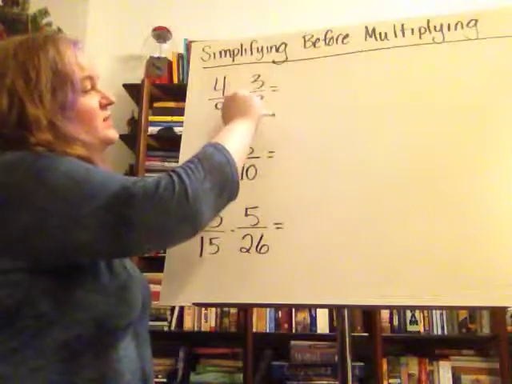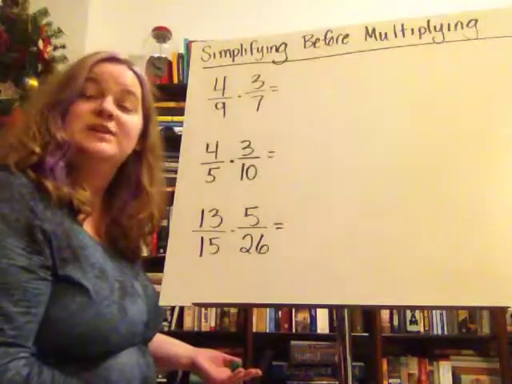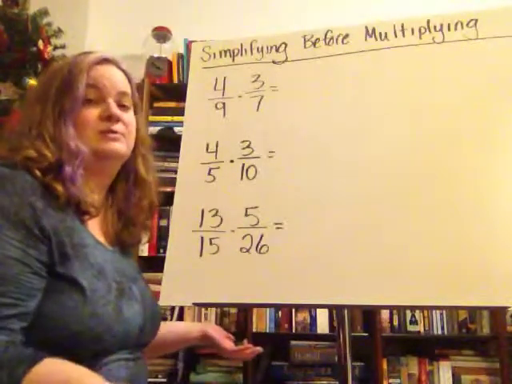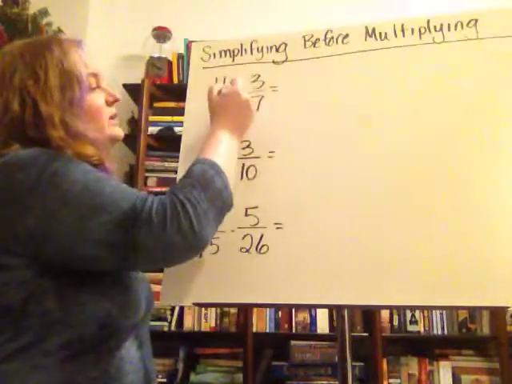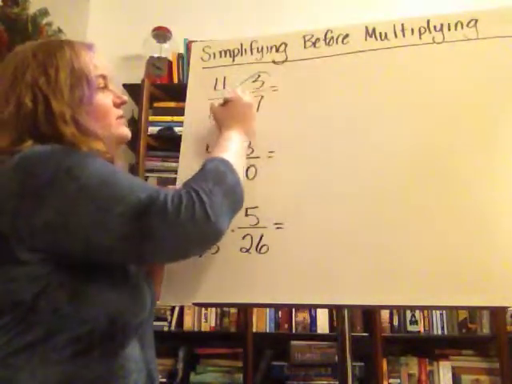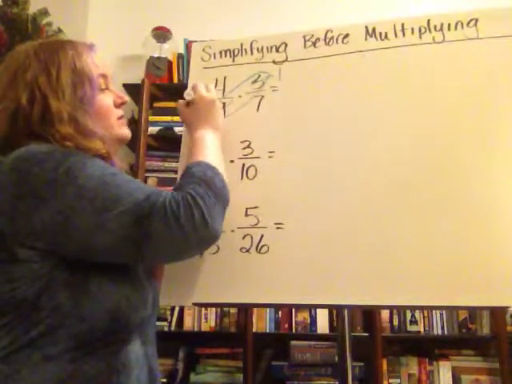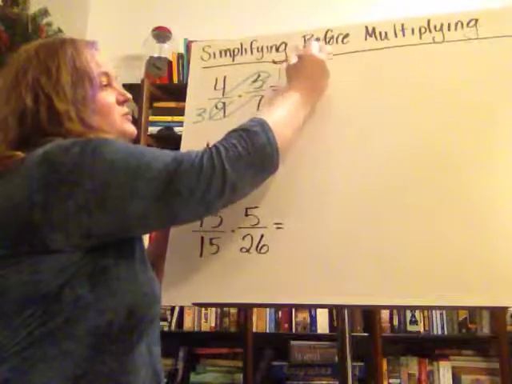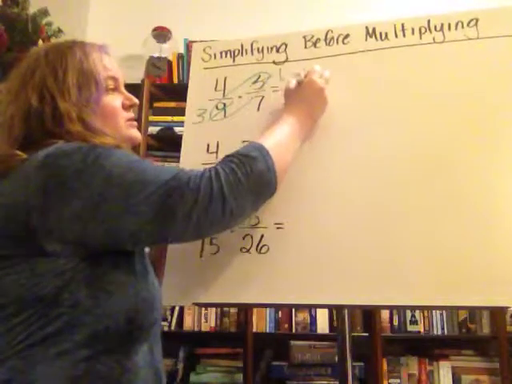So if you take a look, I've got a 3 and a 9. If I have something in the numerator and something in the denominator with a common factor, remember factor is something that divides into it evenly, I can divide ahead of time. 3 and 9 have a common factor of 3. 3 goes into 3 once, and 3 goes into 9 3 times. And then I would multiply like normal. 4 times 1 is 4, and 3 times 7 is 21.